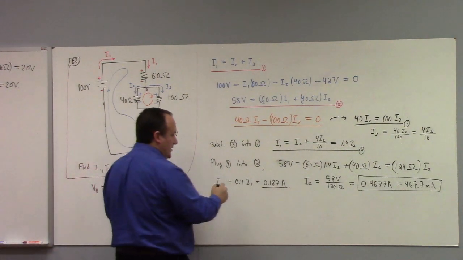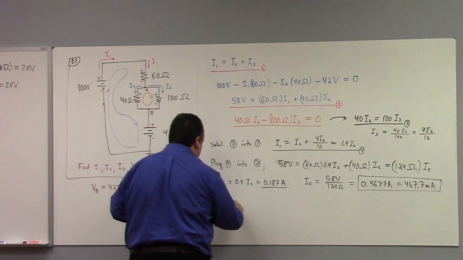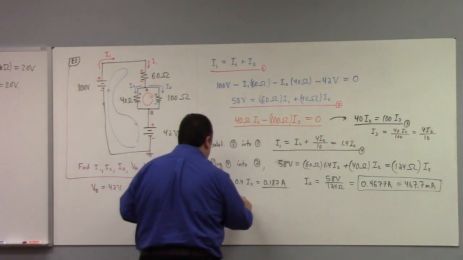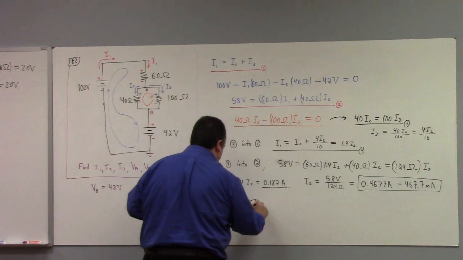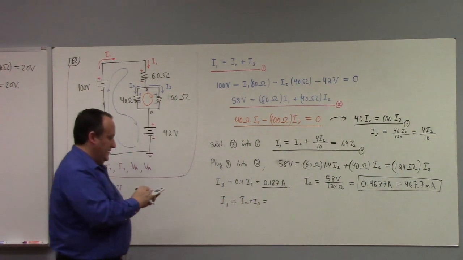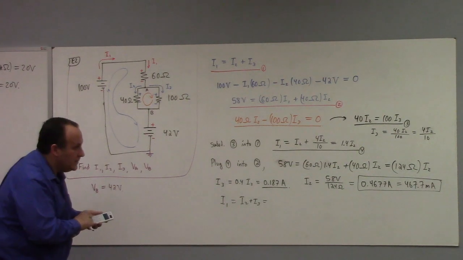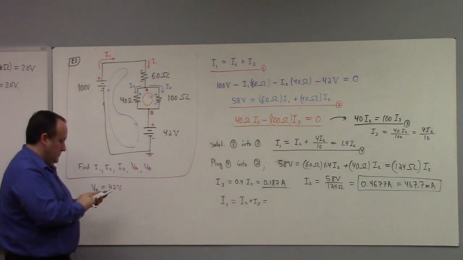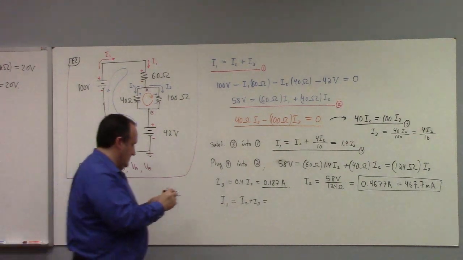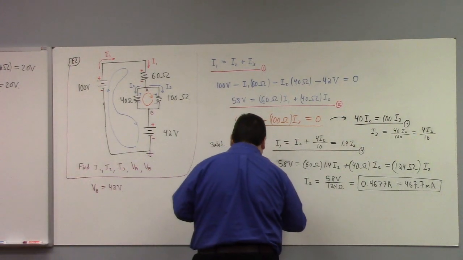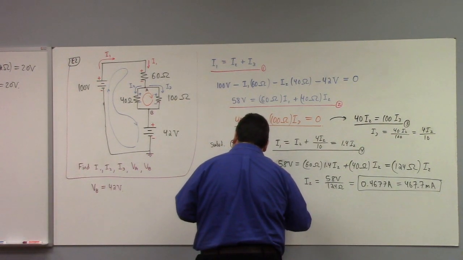And what's my I1 equal to? I2 plus I3, right? So I've got to add those together. I get 0.655 amps for that one.